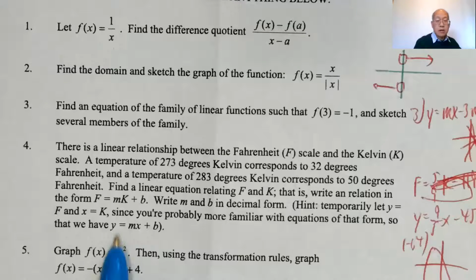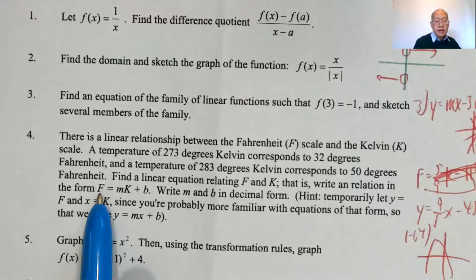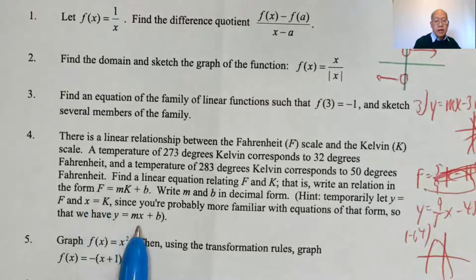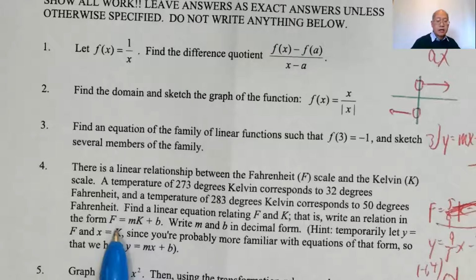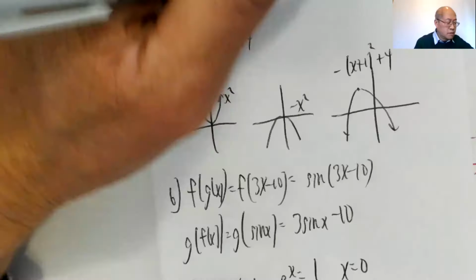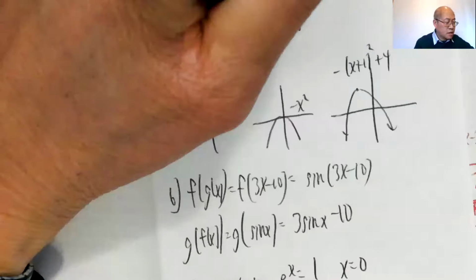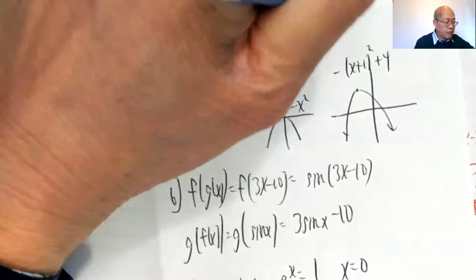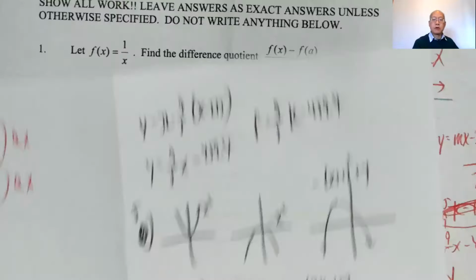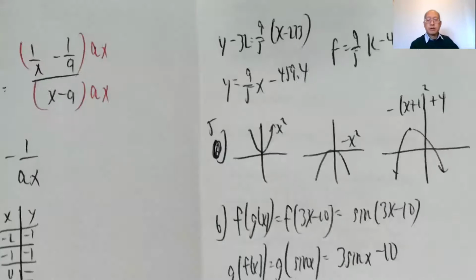Okay. And then you can change back to what they are. So we said, what is y? y is F, and x is K. So F equals 9/5 K minus 459.4 is what you want.